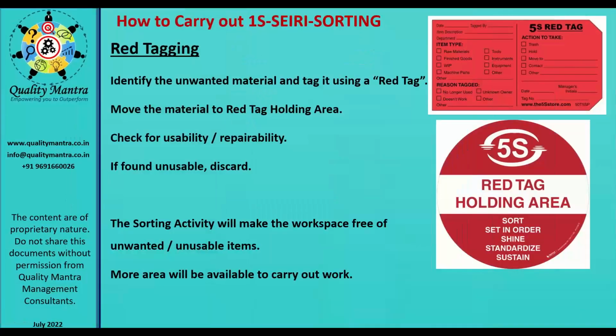Now how you are going to carry out 1S, that is SEIRI or sorting. The popular method is red tagging. One has to identify the unwanted material and tag it using a red tag. So how is red tagging going to help you? In the red tag format, as you can see, it has particular information written on it.